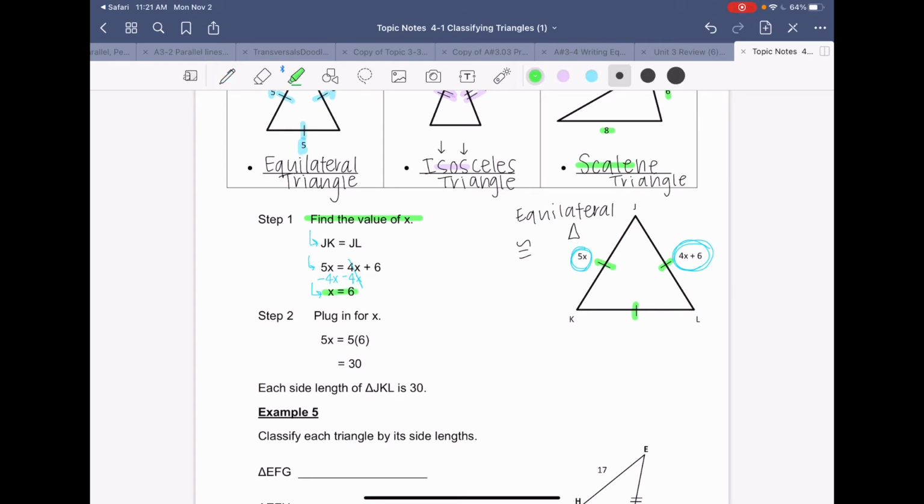Well, now that we know what x is, our step 2 is to plug in x. So we want to know what the value of our side lengths are. Well, we just plugged it into 5 times x, which the value of each side is 30. So each of these sides is 30 units long.